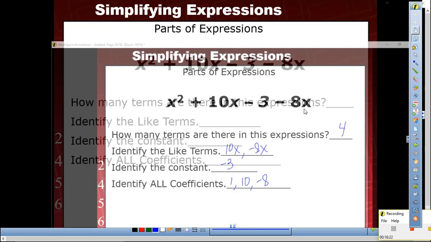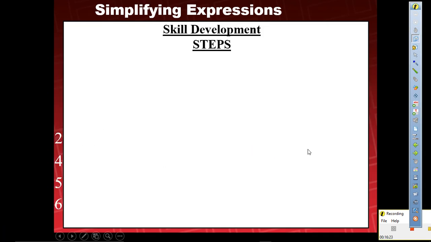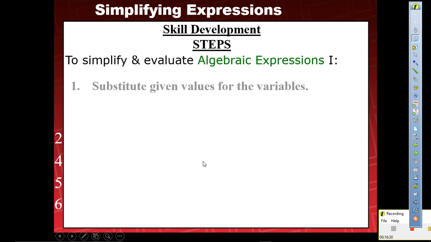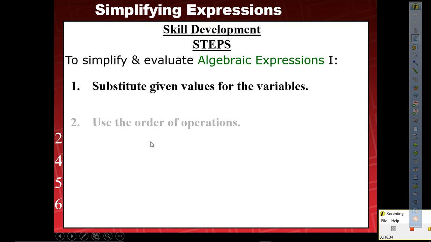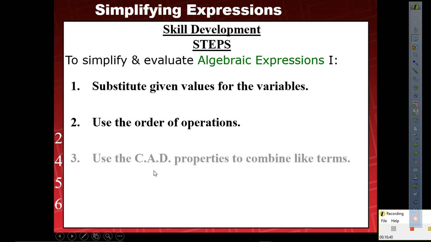All right. So for tonight, you're basically going to be simplifying expressions. You don't need to write these steps. Let me just show you what we're doing to evaluate. We're substituting values into the variables of the expression. We're using order of operations. Remember, who remembers PEMDAS? Yes? Also, we're using the CAD properties, which is commutative, associative, and distributive properties. And at the end, we simplify.